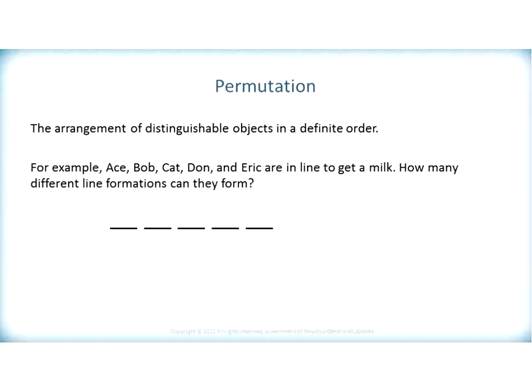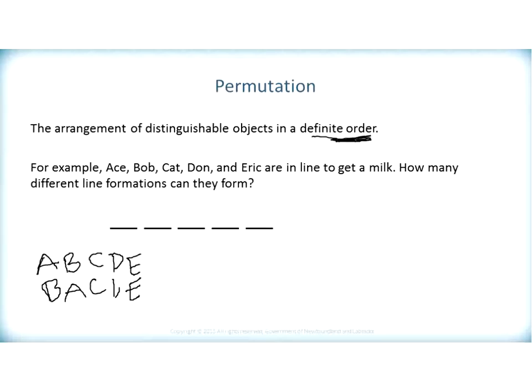A permutation is the arrangement of distinguishable objects in a definite order. For example, Ace, Bob, Cat, Don, and Eric are in line to get a milk. How many different line formations can they form? If Ace is first, and then Bob, and then Cat, Don, and then Eric, that is a different line order than if Bob was first, and then Ace, then Cat, Don, and Eric.